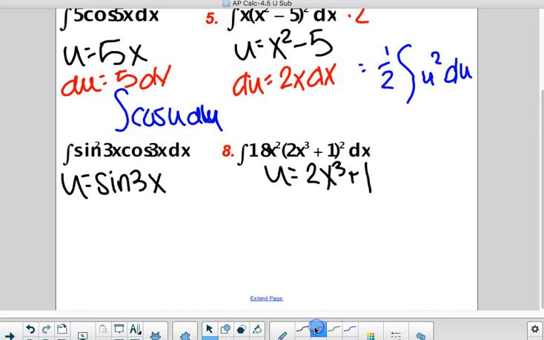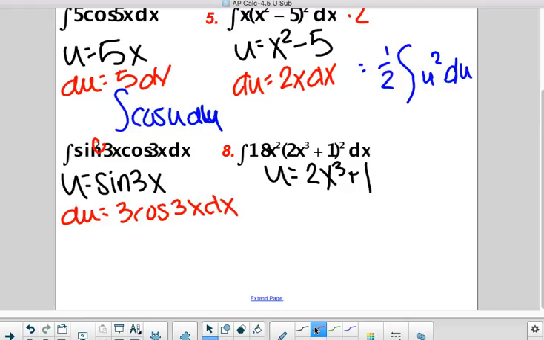Alright, on the next one, your U is sine 3x. So then what's your du? 3 cosine 3x. But then you have to put the 1/3 in front. It's sine squared 3x.